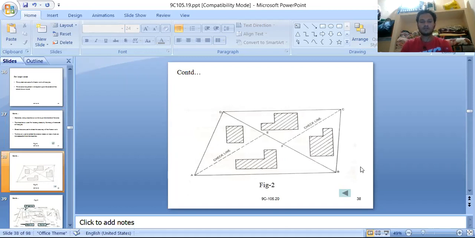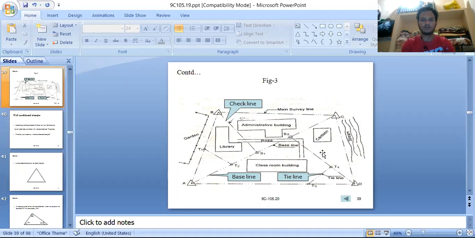So in this figure, there are two check lines drawn to check the accuracy of the work. This is the entire boundary. These are some of the offsets which we have to take. This complicated diagram shows the network of the main chain line which is run from A to C. These are tie stations T2, S1, S2.